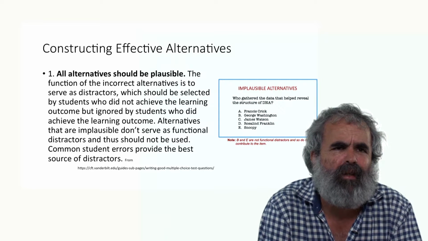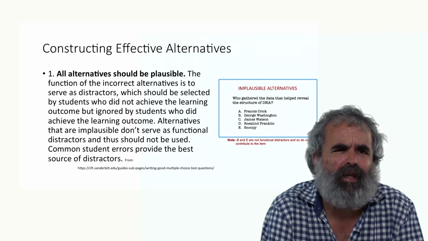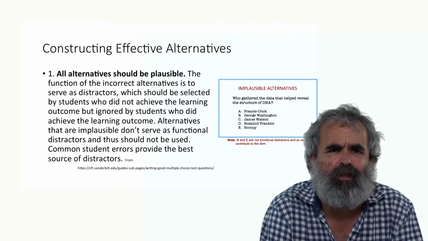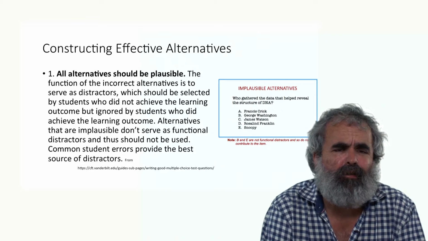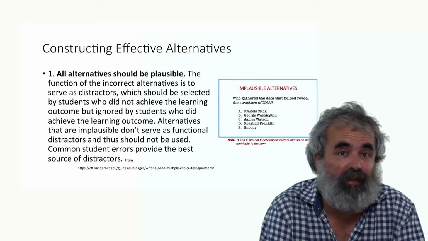In this situation, it's who helped reveal the structure of DNA. We've got Crick, Watson and Franklin, which is the correct answer, but the incorrect ones were George Washington and Snoopy. So from inference, you could work out, oh, it's not going to be Snoopy or George Washington. You've got the correct answer, even if you didn't have that information.